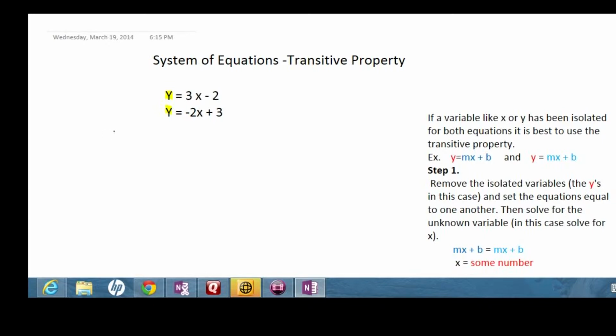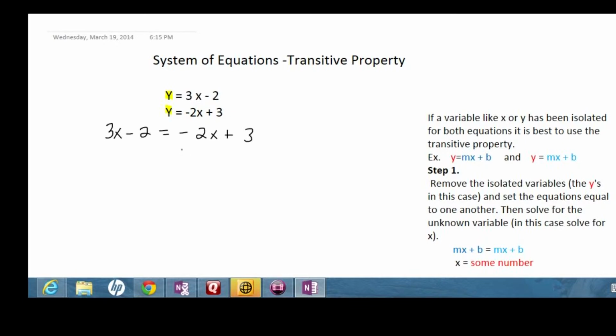equal to one another. So we start off with 3x minus 2 is equal to negative 2x plus 3. Since we want to get x on one side of the equation alone, we need to choose which side of the equation we're going to put x on. So we either want x on the left side or the right side. So typically we have the variable on the left and everything else on the right, but it truly does not matter. It is your choice.